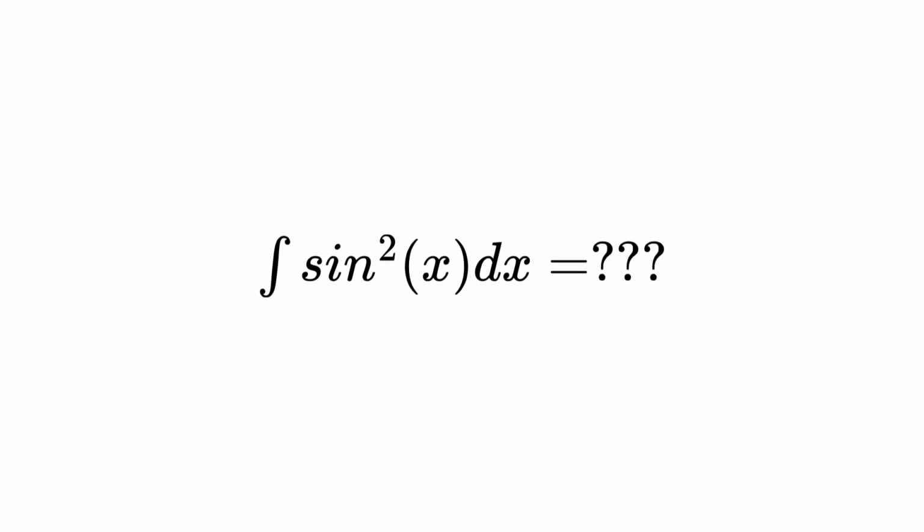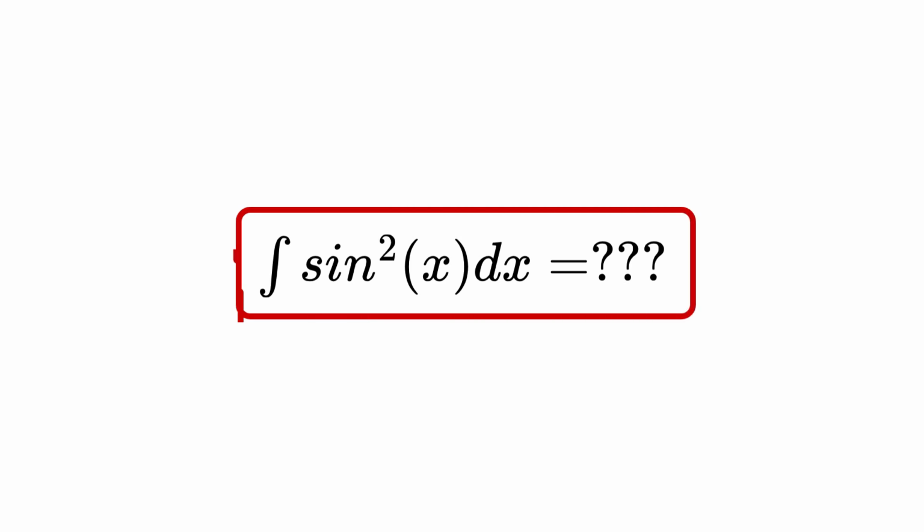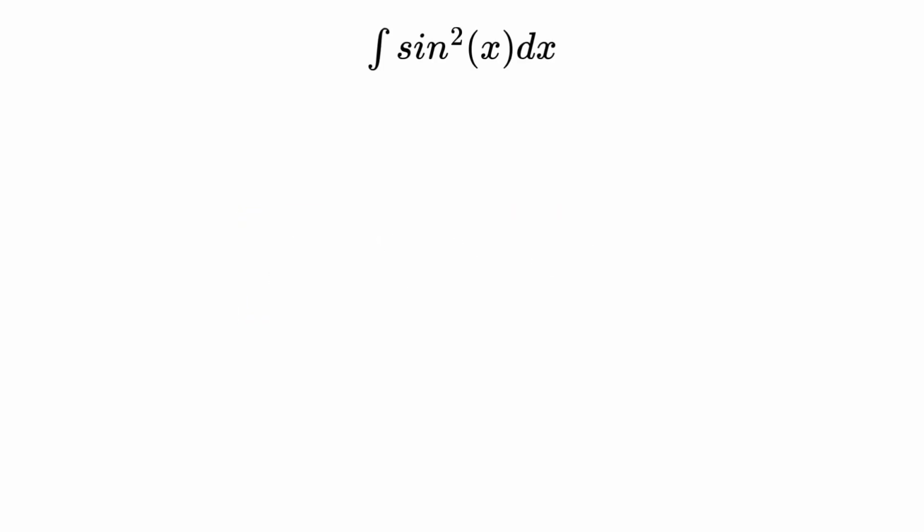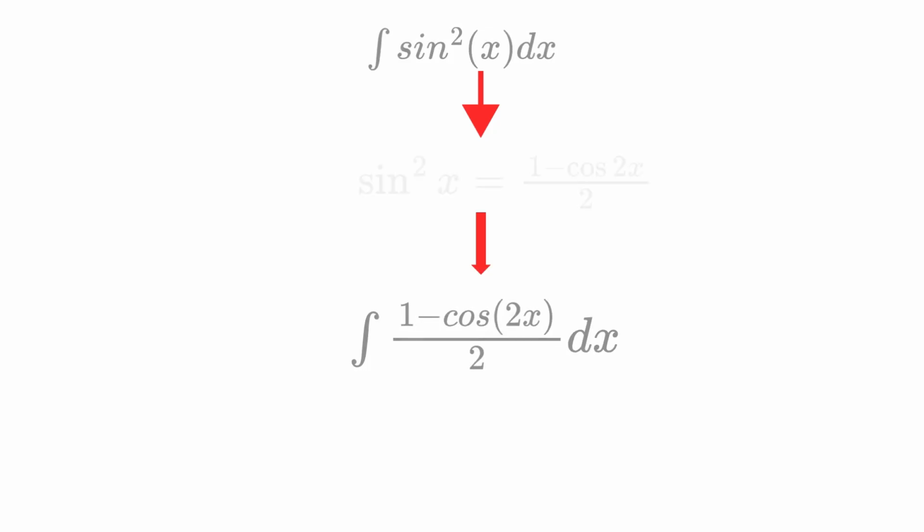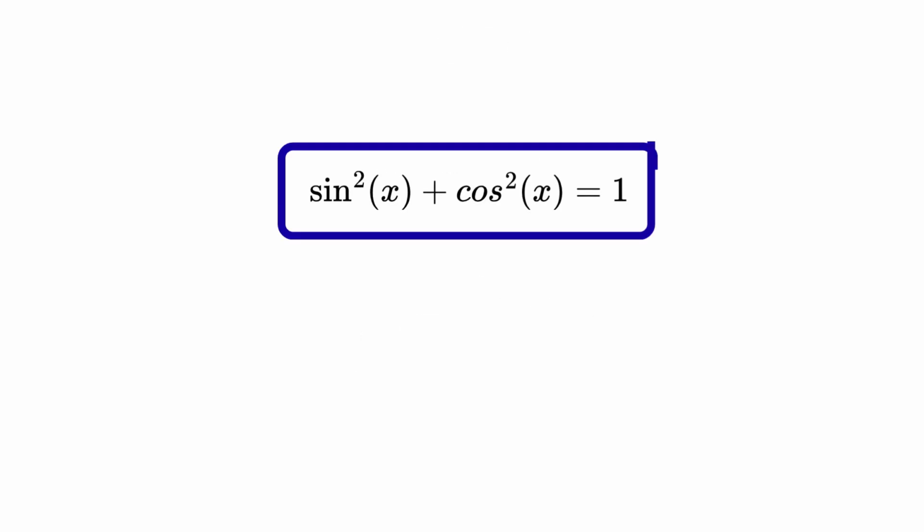Now consider this integral: the integral of sine squared of x dx. It doesn't have a direct formula, but this identity changes everything. It gives us the half-angle identity, which turns this difficult integral into an easy one. That's why this equation appears again and again in calculus.